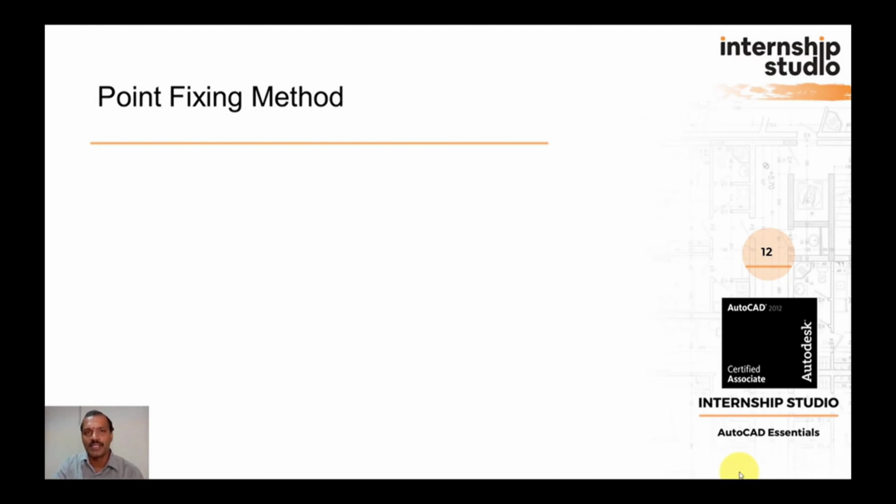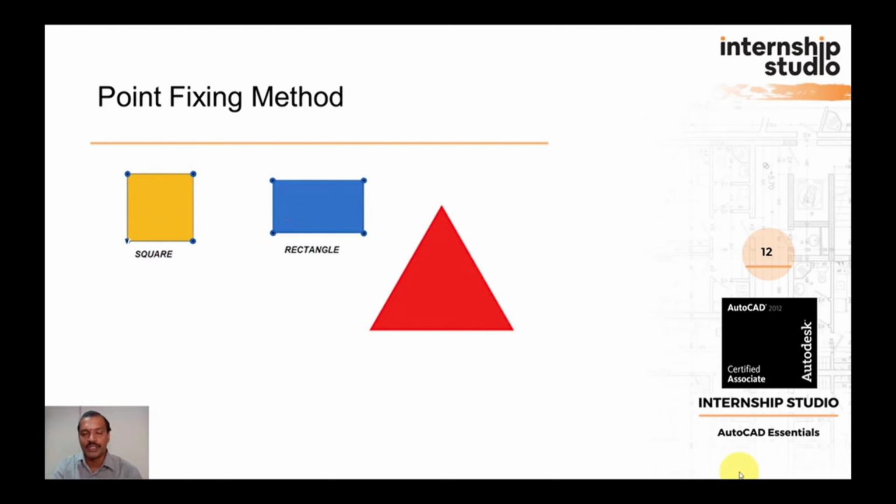What is this point fixing method? Any drawing, if you want to draw, needs some points. For example, take a square or rectangle. How many points does it need? It needs a minimum of 4 points. If you connect these 4 points by lines, you will get the square or rectangle. Similarly, a triangle. How many points do we need? We need 3 points. Just connect these 3 points with the proper lines, and we'll get the triangle.